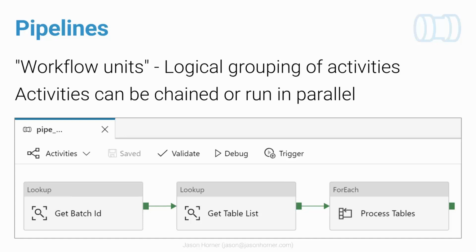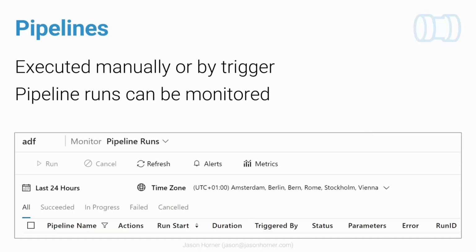And I can also run these in parallel too. So if I don't have any precedence constraints, they'll all three run in parallel, okay? They can be executed manually by using the debug, or I can trigger these by creating a trigger or doing a manual trigger. So I have different options. And then we'll walk through this a little bit.